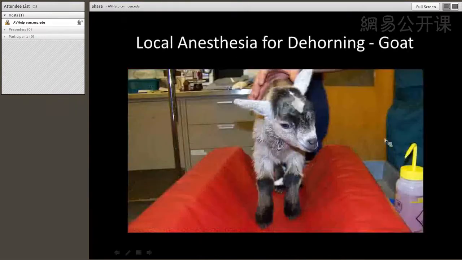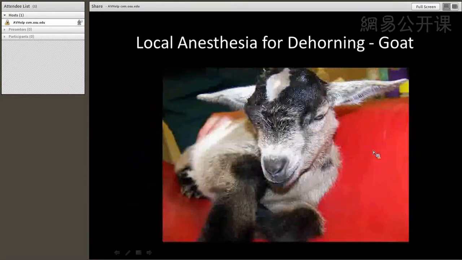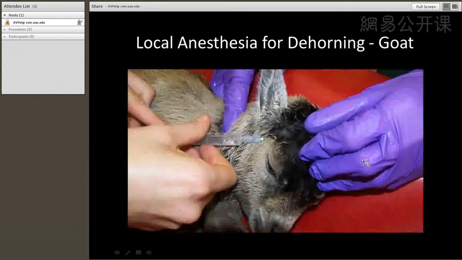And so this is our patient. Pretty cute. I think he was sort of of the opinion that if he couldn't see you, you couldn't see him. He refused to look directly at us. We ended up sedating him, so now he looks a little bit drunk. And then we blocked for dehorning.